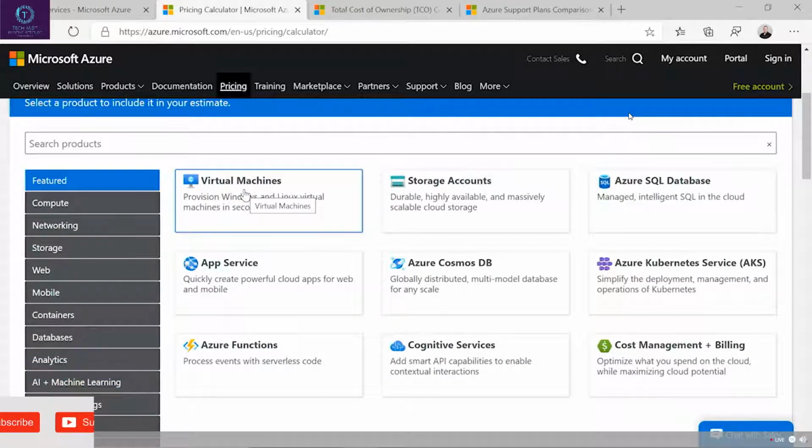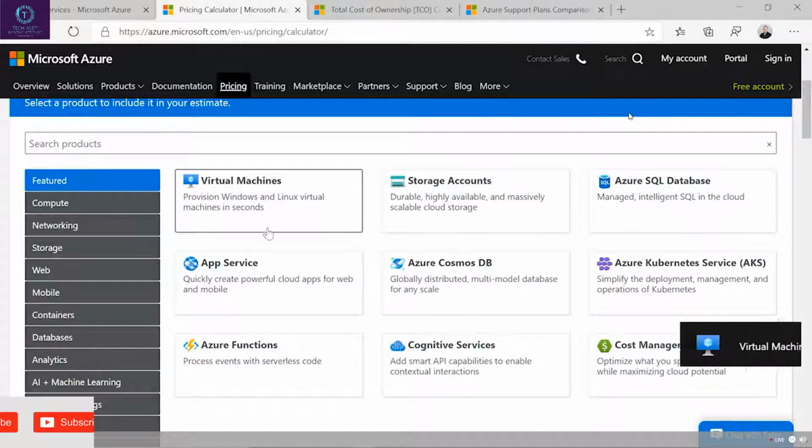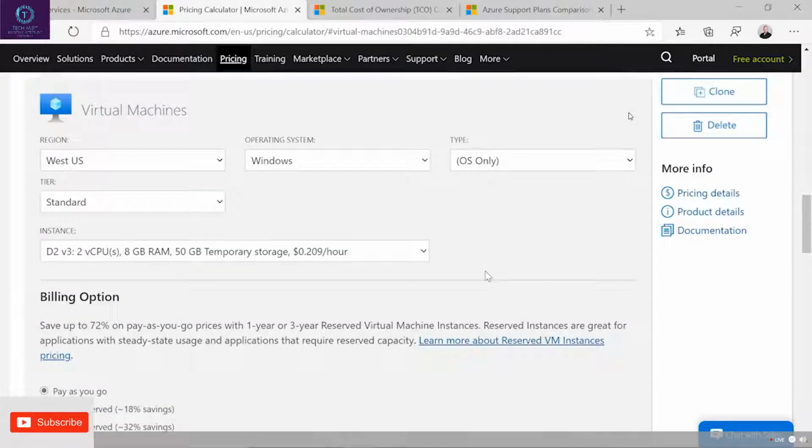Now folks, if you're going to build something in Azure, I'm willing to bet somebody's going to ask you, how much is this going to cost me? Well, you're going to have to know how to use the calculator. So here I am in the calculator. I'm just going to go into virtual machines, and it's going to add it to my calculator here.